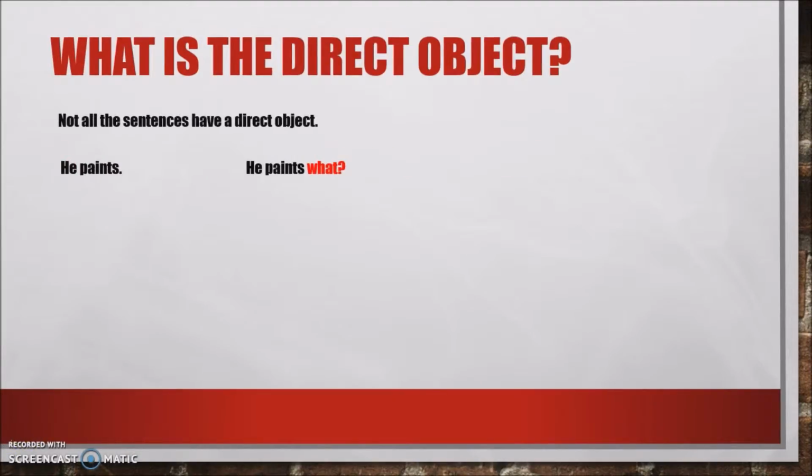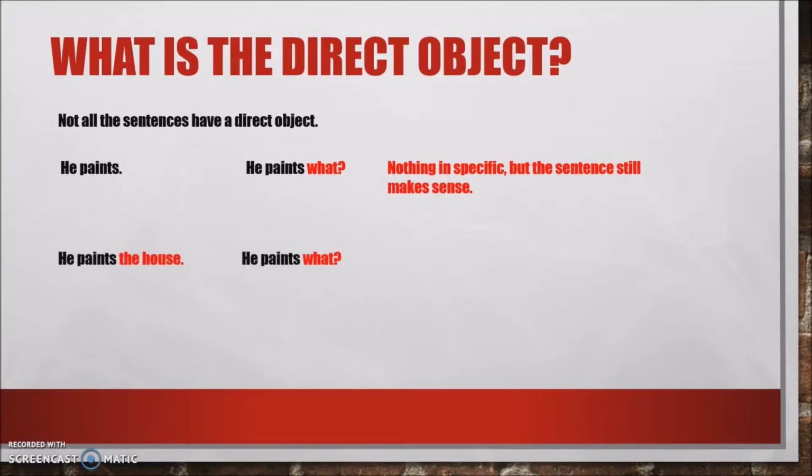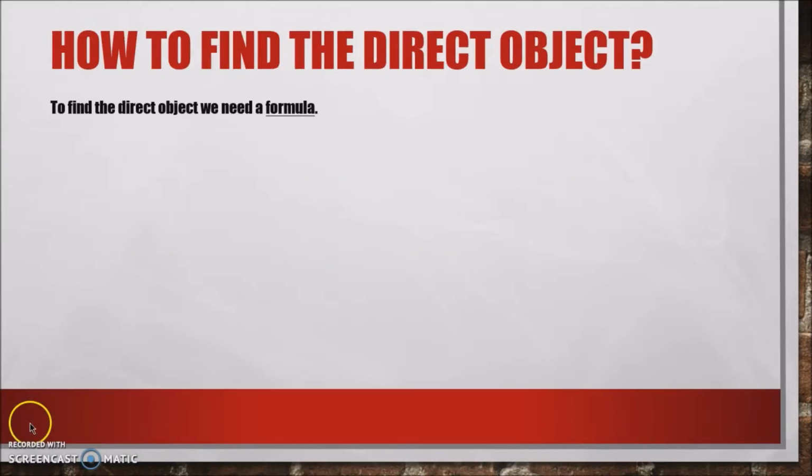We need to know that not all sentences have a direct object. For example, he paints. He paints what? Nothing in specific, but the sentence still makes sense. He's painting something, but he's painting. But he paints the house. He paints what? House.